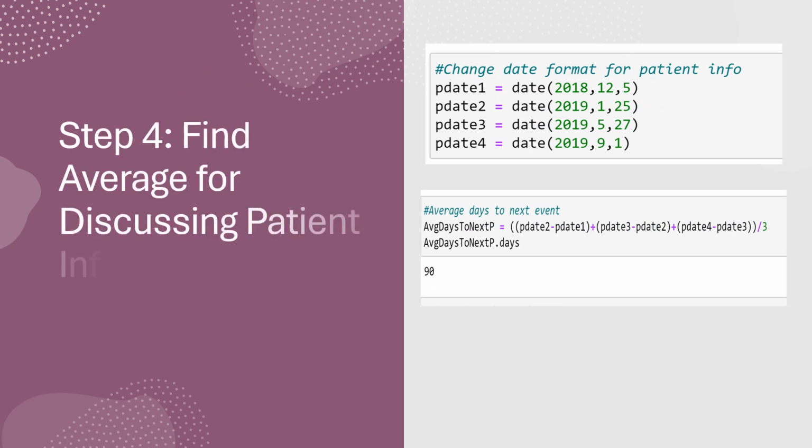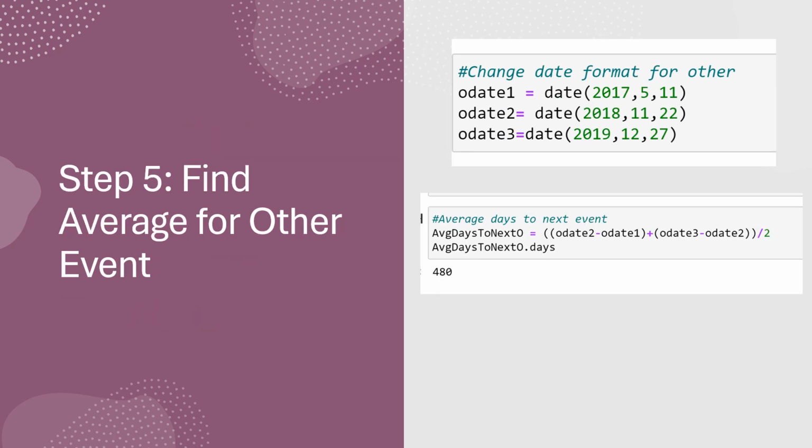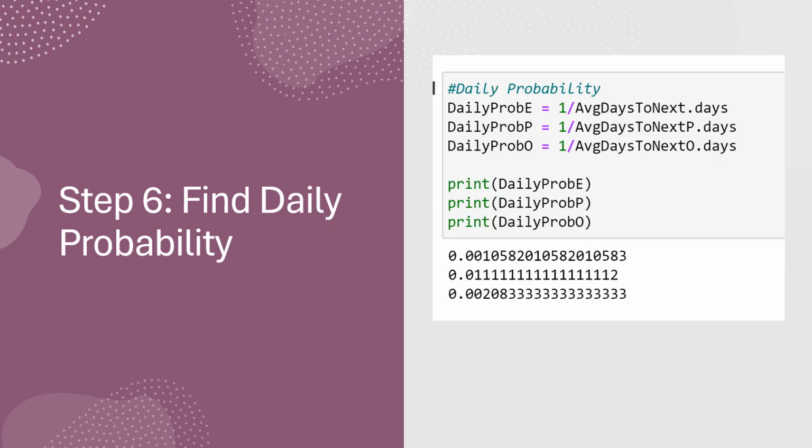Information of discussing patient info in social gatherings. There were 4 different dates, so again, I just changed the format to allow them to do calculations. I subtracted the difference between the date 2 and date 1, plus the difference between date 3 and date 2, plus the difference between date 4 and date 3, divided by 3, and I got 90 for that calculation. And lastly, for the other category, again, just changing the dates into a format to do calculations. I subtracted the date 2 from date 1, and then date 3 minus date 2, added those together, divided by 2, and got 480.